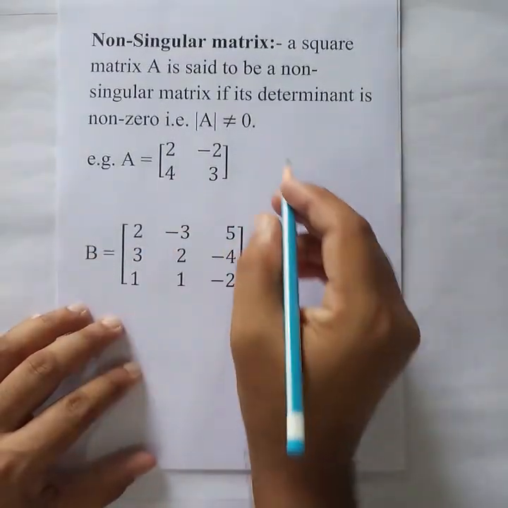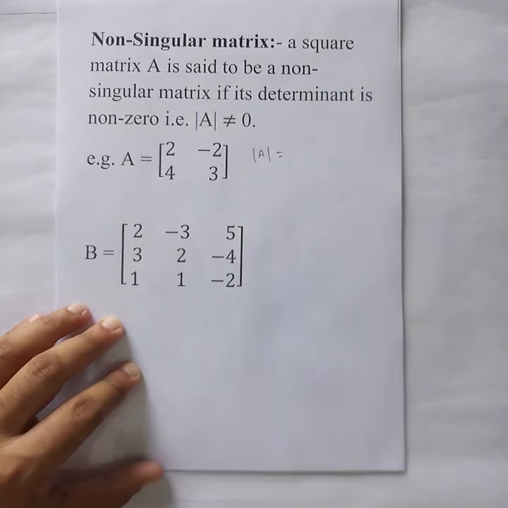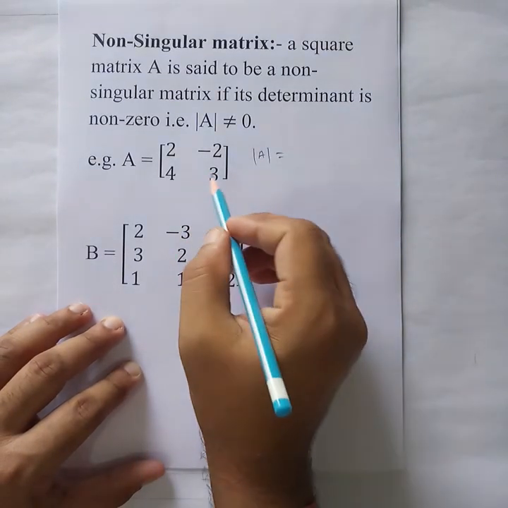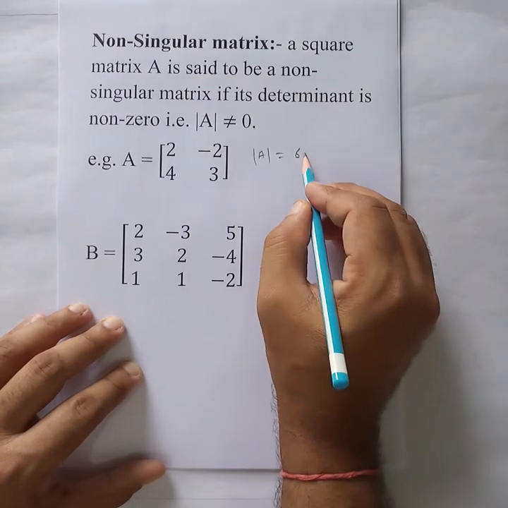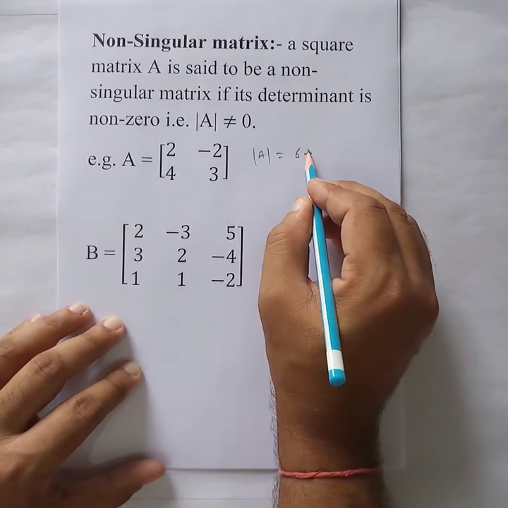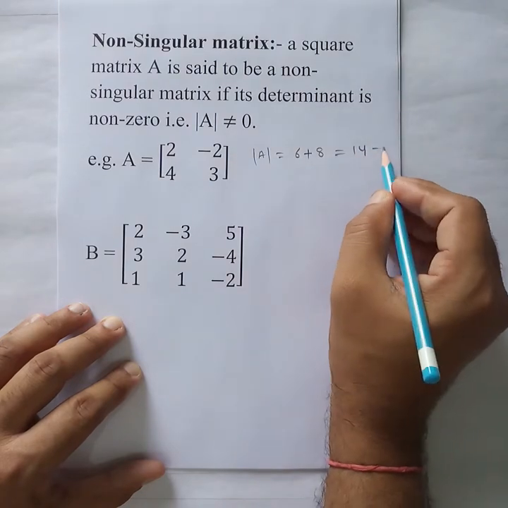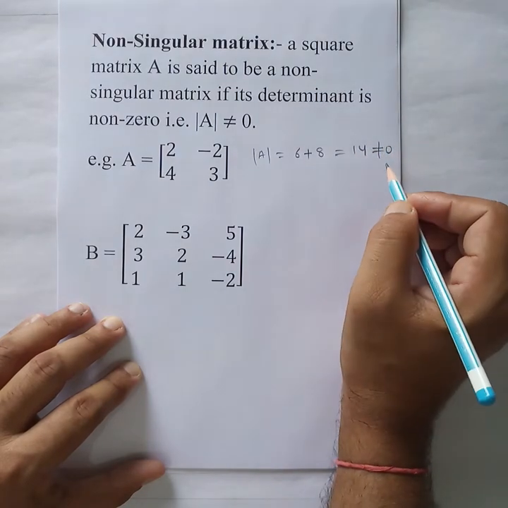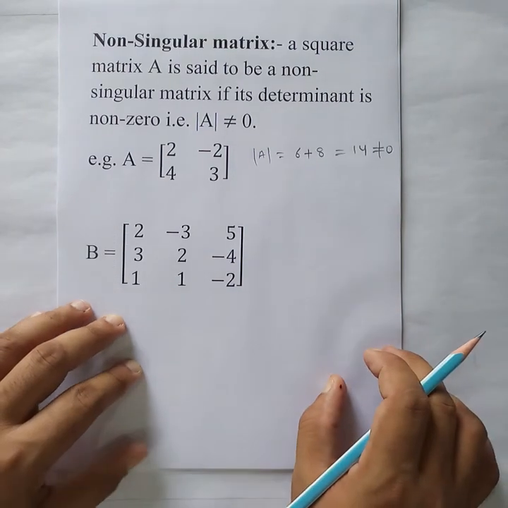First we find out the determinant of matrix A. Its determinant will be, we calculate it directly, 2 into 3, that is 6, minus 4 into minus 2, that is plus 8. So its determinant is 14, that is not equal to 0. So it is a non-singular matrix.